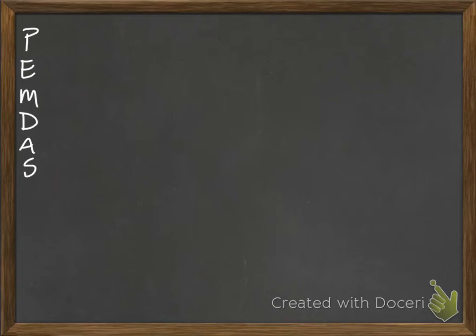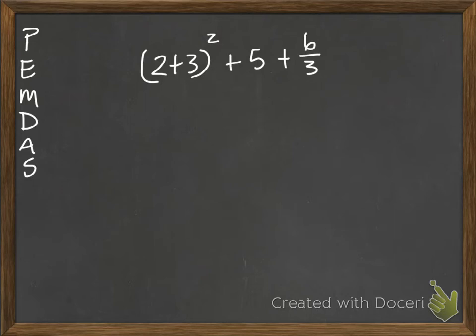Let's say you have 2 plus 3 squared plus 5 plus 6 divided by 3, and all of that over 2. Not sure if this is going to work out evenly. We'll just pretend. Okay, so there's a lot going on here.